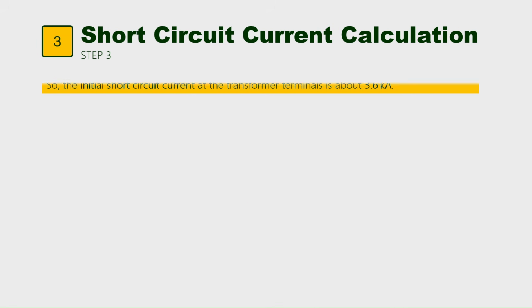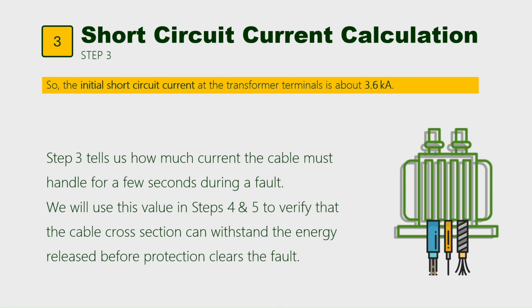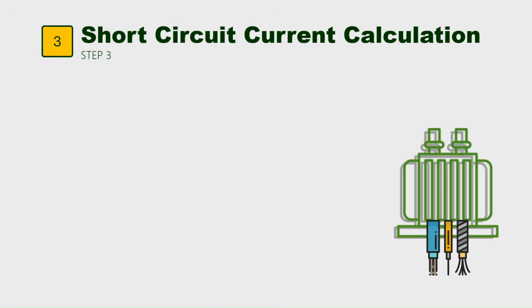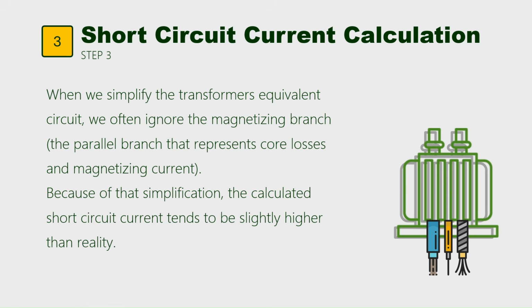In short, step 3 tells us how much current the cable must handle for a few seconds during a fault. We'll use this value in step 4 to verify that the cable's cross-section can withstand the energy released before protection clears the fault. When we simplify the transformer's equivalent circuit, we often ignore the magnetizing branch, the parallel branch that represents core losses and magnetizing current.